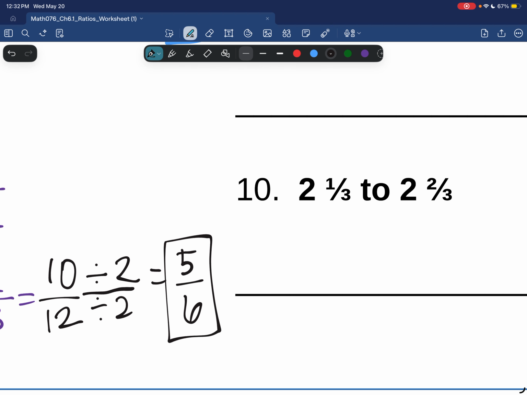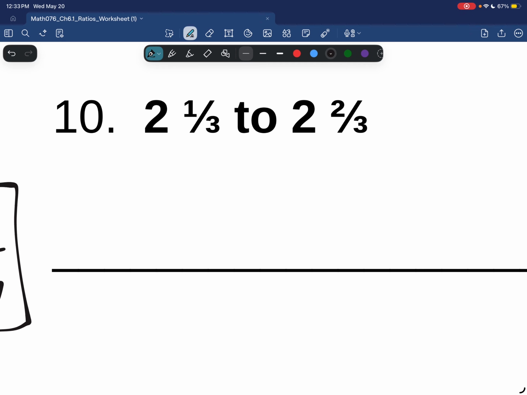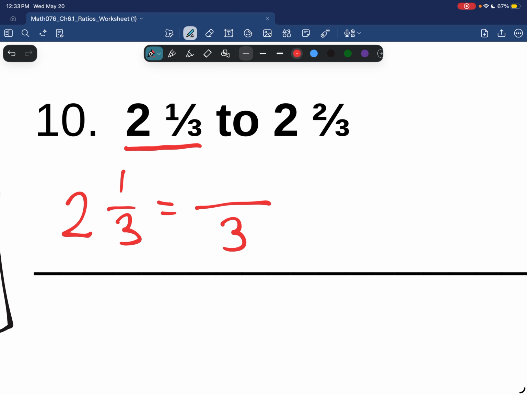Now let's look at my second one. 2 1/3 and 2 2/3. Now again, this is a really yucky one. I don't want to just go straight for it. I want to convert them first from mixed fractions into improper fractions. So I've got my first one, 2 1/3, and I want to convert that into all thirds. So I get 3 times 2, which is 6, plus 1 equals 7/3.